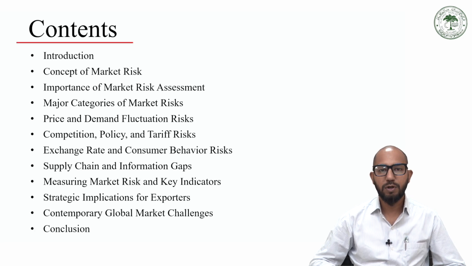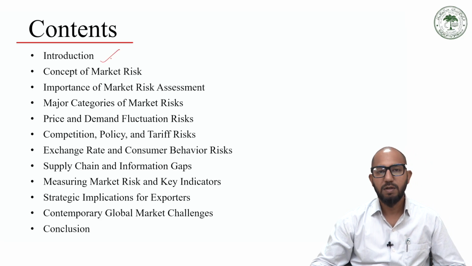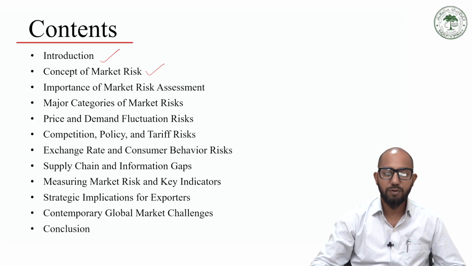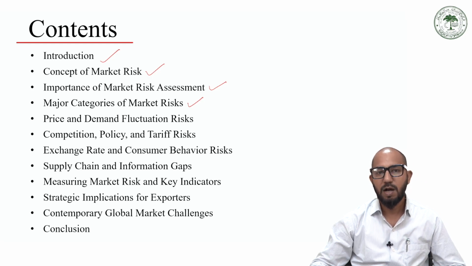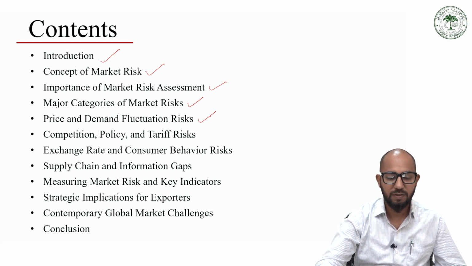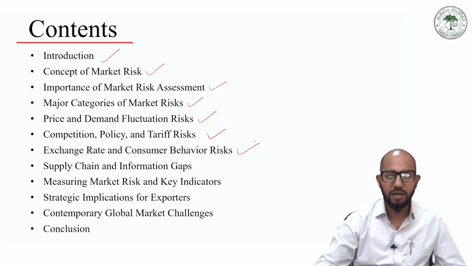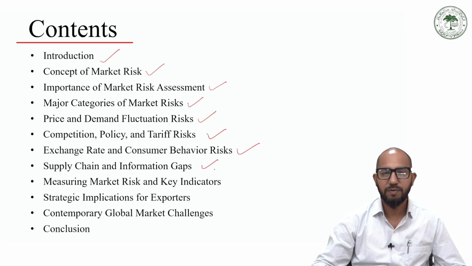First, we will go through the contents of today's discussion. We will start with an introduction of the topic, followed by the concept of market risks. After that, we will try to understand the importance of market risk assessment, followed by major categories of market risk. After that, we will deeply focus on price and demand fluctuation risk as well as competition, policy and tariff risk. Consequently, we will try to understand exchange rate and consumer behavior risk, followed by supply chain and information gaps.